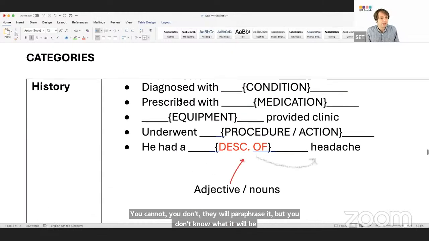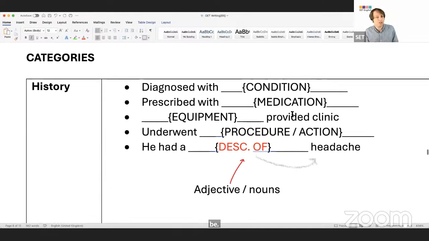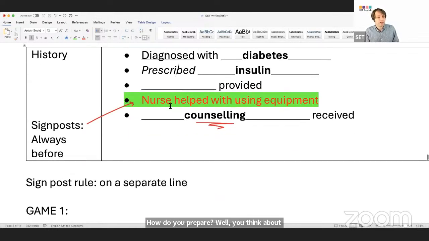How do you prepare? Well, you think about categories, and you think about things that will not change. Even though they might paraphrase this, they will definitely say equipment, for example, okay? And they'll definitely say the word nurse.